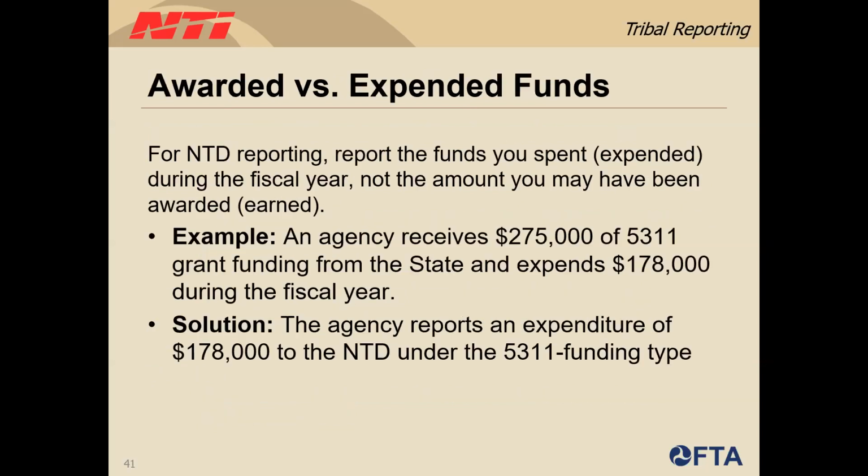When reporting data to the NTD, you'll report the funding you spent, not the amount your agency was awarded. So here on the slide is an example of an agency that was awarded $275,000, but they only spent $178,000. So this agency would report the $178,000 instead of the $275,000 that was awarded, to get the true cost of the service for that specific year.